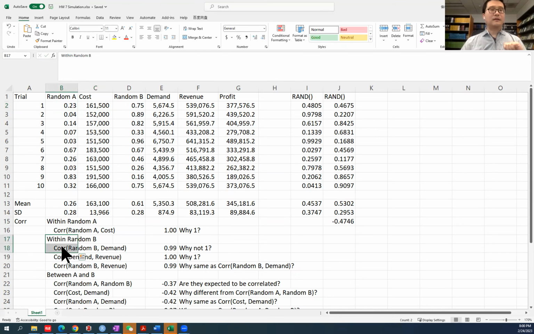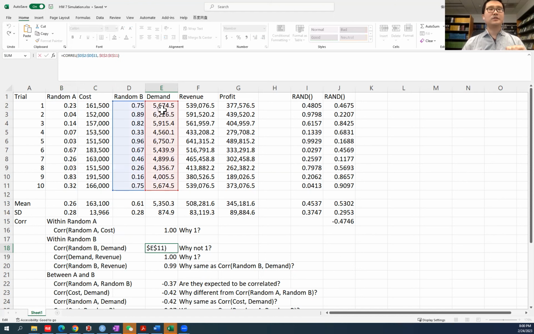Then the random number B column and demand, these two columns. We see that we derived the demand based on random variable B, but it was not a linear transformation. We used instead the inverse normal distribution function, which is not a linear function. That's why we see that although this correlation is very close to 1, it's not exactly 1.